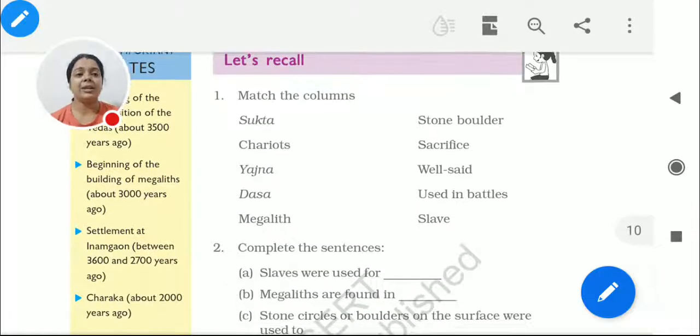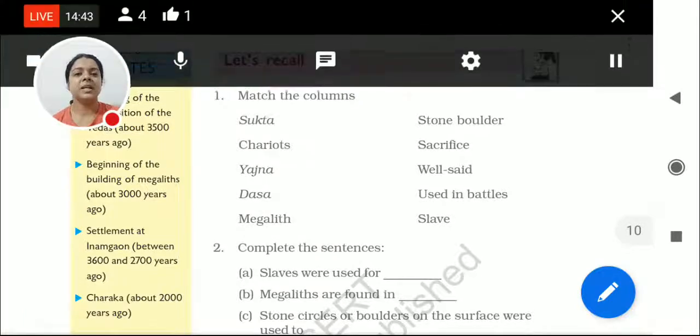Now we are coming to the next one. Match the columns. Please give me the answer. I'm not giving the answer now. What is the answer for Sukta? Please let me know. I'm waiting for you to answer me.